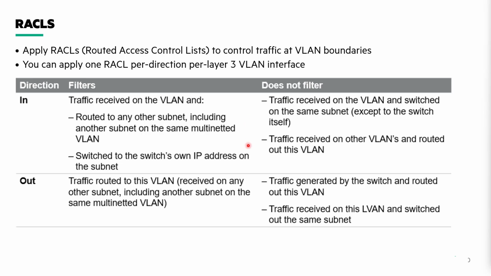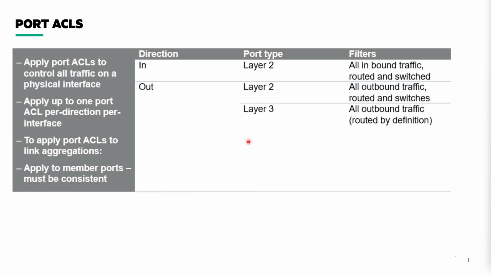You can also apply the ACL as a port ACL, so you control the traffic on the physical interface. Again, you have one ACL per direction per port. You can apply it to link aggregation as well.